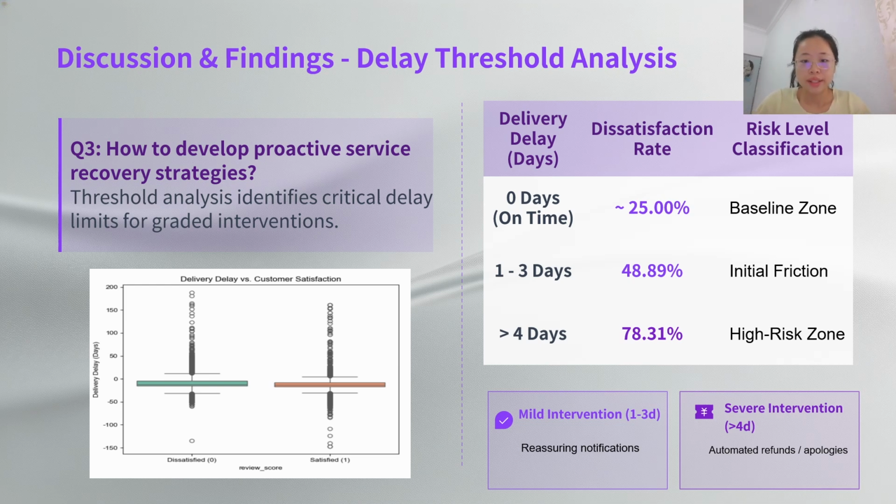I also conducted a detailed threshold analysis on our time variable, delivery delay. This chart shows how the risk of churn jumps as delays increase. When packages arrive on time, the baseline dissatisfaction rate is roughly 25%. However, a minor delay of just 1 to 3 days enters the initial friction zone, where dissatisfaction jumps to nearly 49%. Crucially, once a delay passes the 4-day mark, it enters the high-risk zone, where a massive 78.3% of customers leave negative feedback. This 4-day mark is a critical warning line for management.